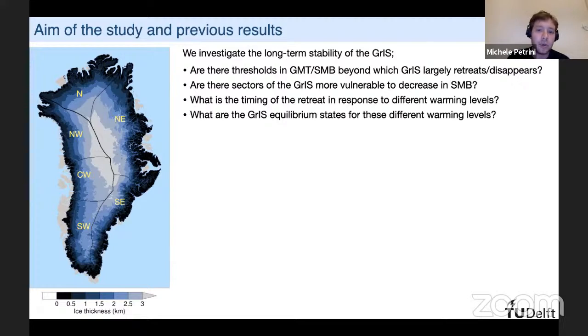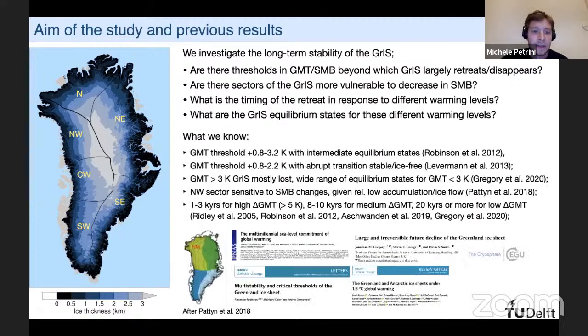And also, what are the equilibrium states of the ice sheet in response to these warming levels? We know that an early, relatively recent study found a threshold in global mean temperature between 0.8 and 3.2 Kelvin with intermediate equilibrium states, in Robinson et al. 2012. Then a later study by Levermann et al. 2013 found a slightly lower threshold, 0.8 to 2.2, with an abrupt transition between a stable Greenland ice sheet and an ice-free Greenland.